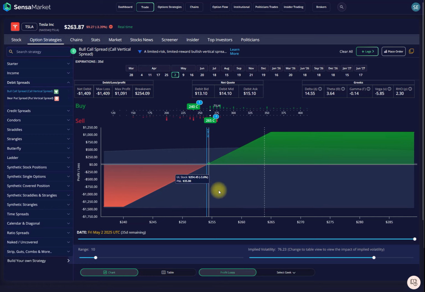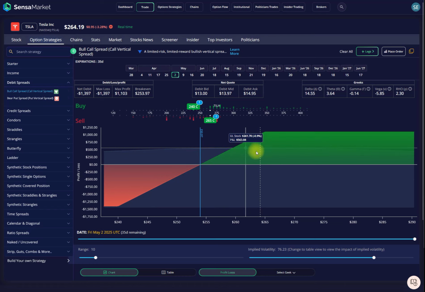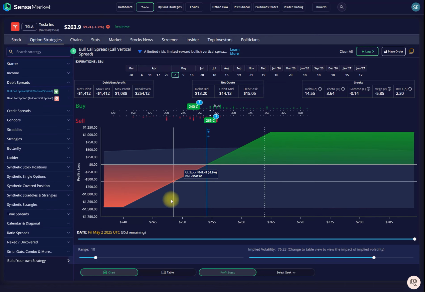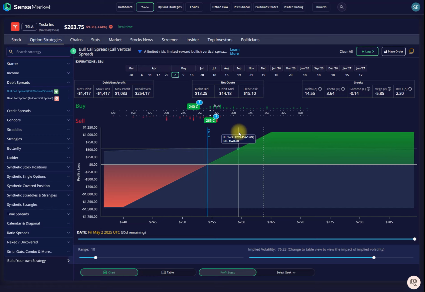The profile looks like this. We have losses below 240, below our long strike, and we have gains above 265. Obviously, we have some losses and gains in the middle too, but our max gain is above 265 and our max loss is below 240, with a gradient of profit and loss in between. That's a debit spread because we paid a debit to initiate it. It's a bullish call spread.